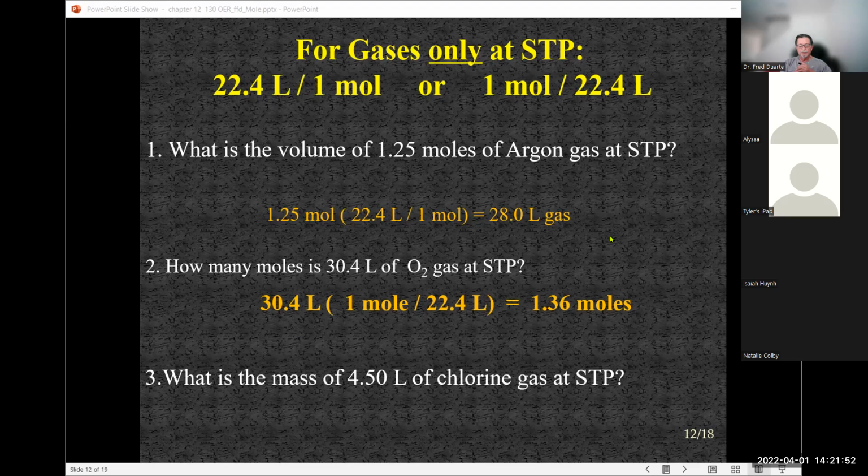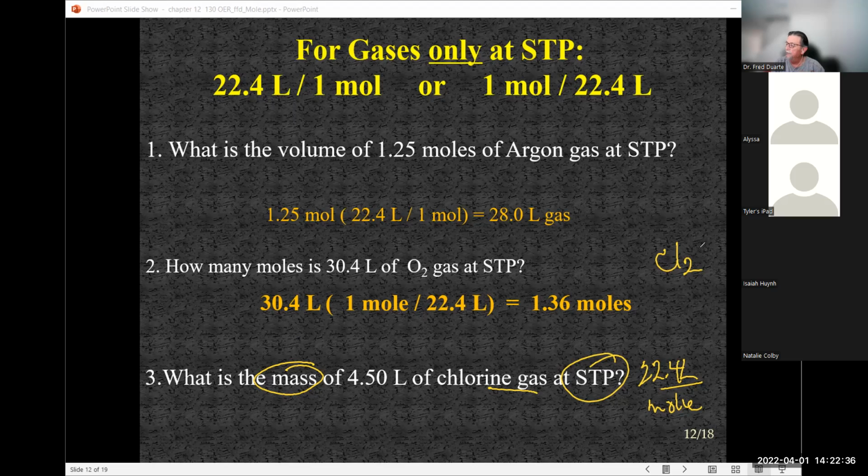All right. Now, how about this one? This was a little more interesting. We're still at STP, so we can still use liters per mole. And here we're asking for the mass. When you're being asked for a mass, it tells you, I need the molar mass. And we're talking about chlorine gas. So chlorine, as you know, is diatomic, right?